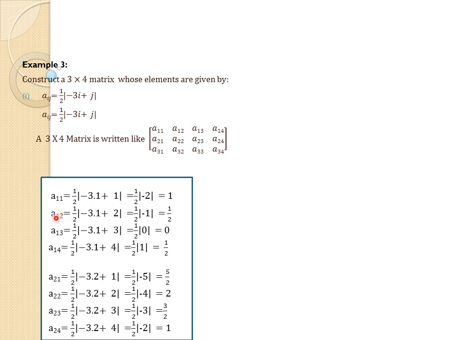Similarly, if I go to a12, half of minus 3 into i, which is 1, plus j, which is 2. So half of mod of minus 1 equals half. In this way I will put different values of i and j and I will get the numbers.